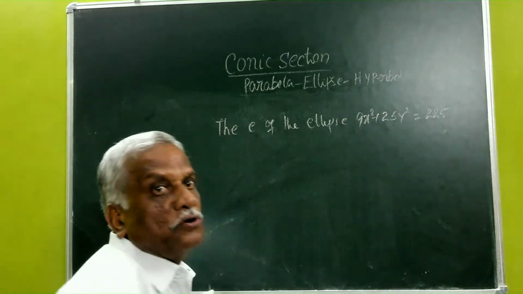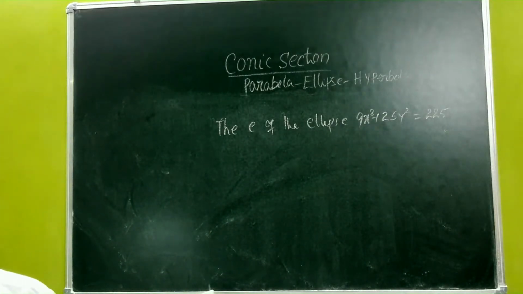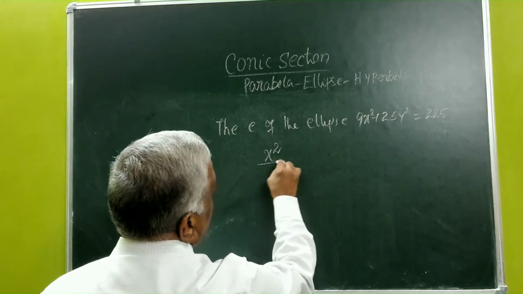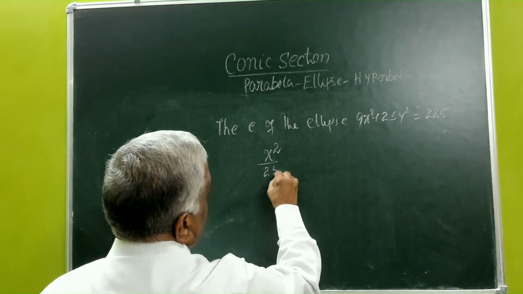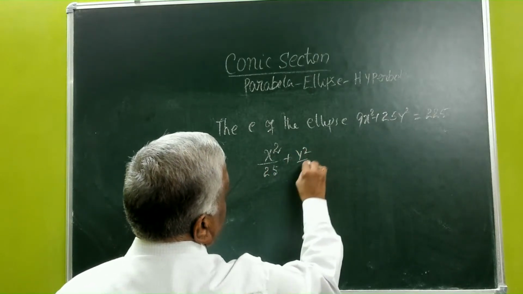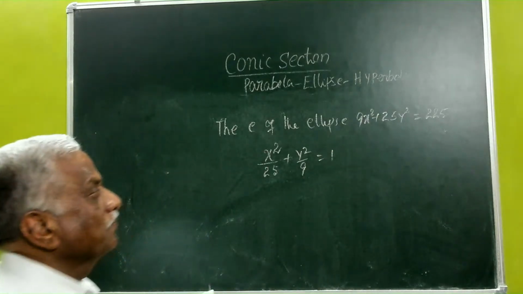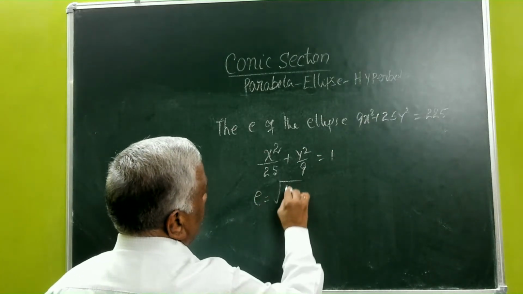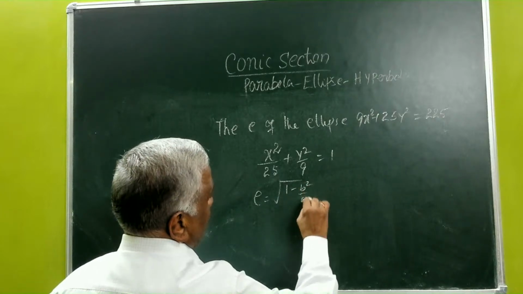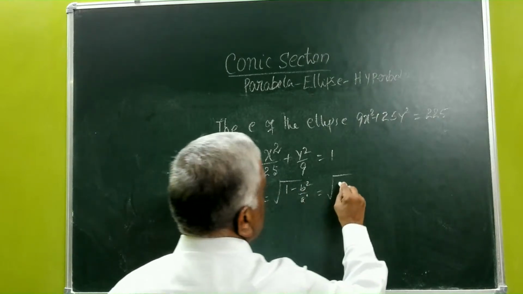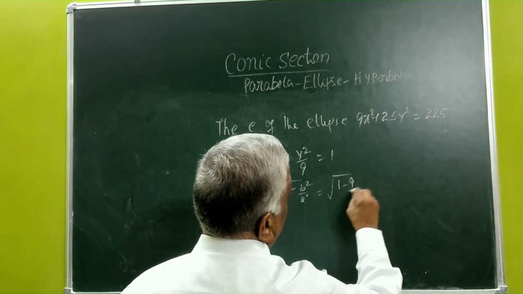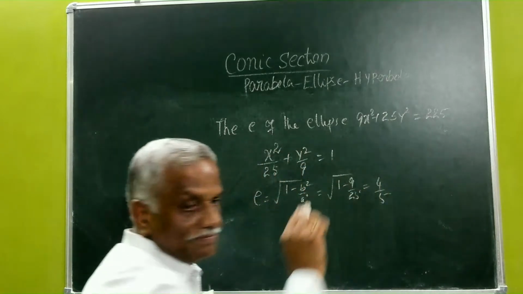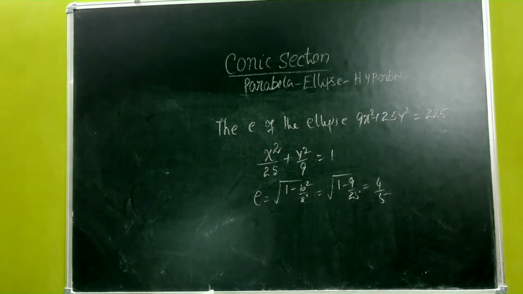First of all, you should notice the equation is not in standard form. So, bring it to standard form by dividing by 225: x square by 25 plus y square by 9 is equal to 1. What is an expression for E? You should remember, root of 1 minus b square by a square. Here b square is 9, a square is 25, therefore it is 4 by 5. This one is the problem.